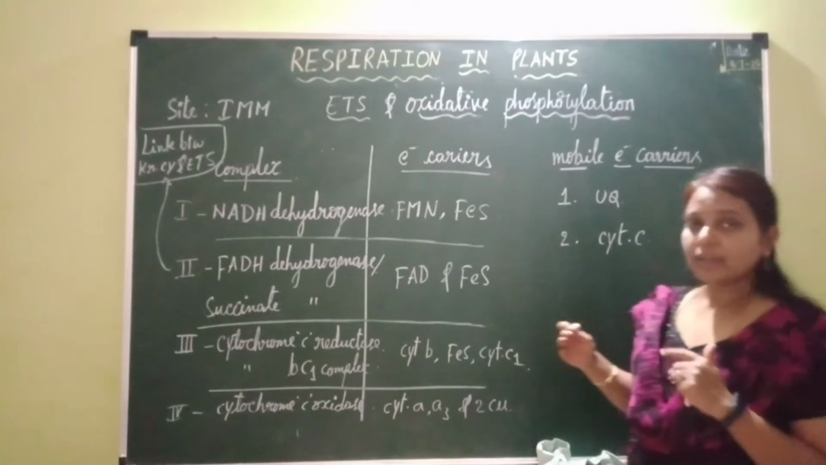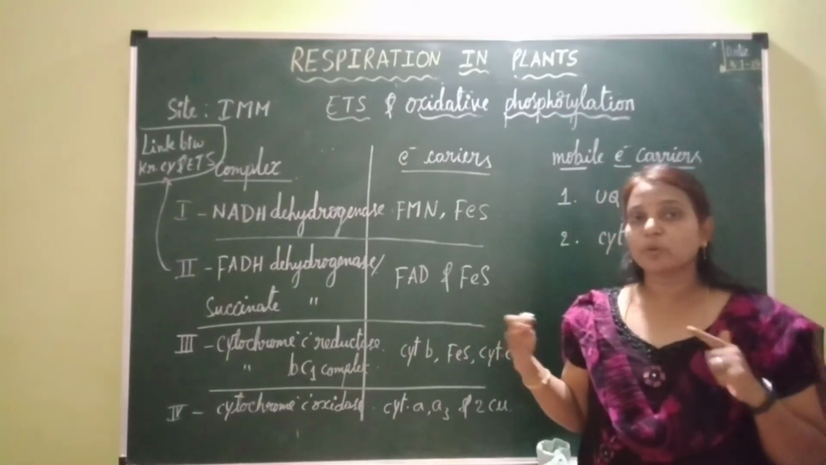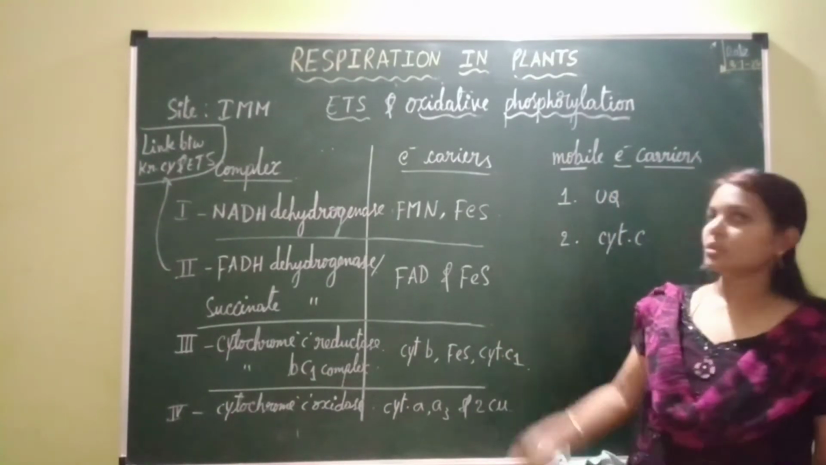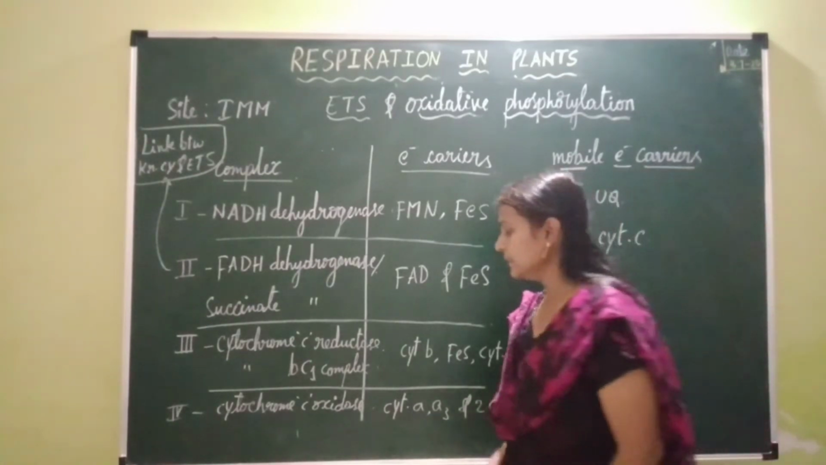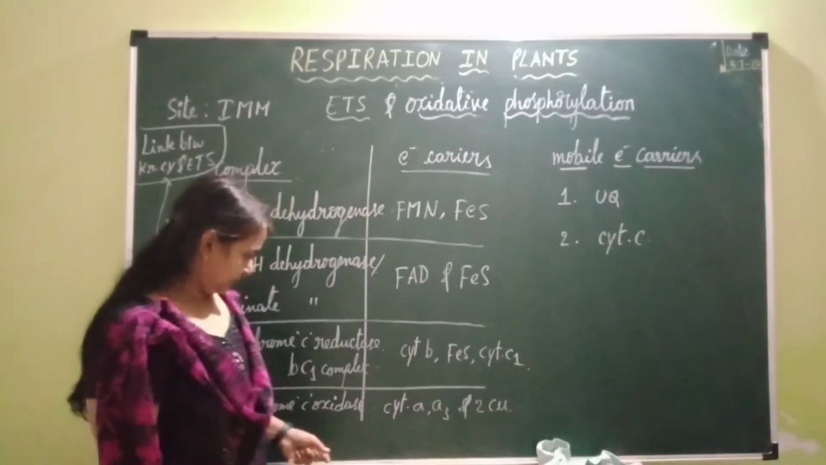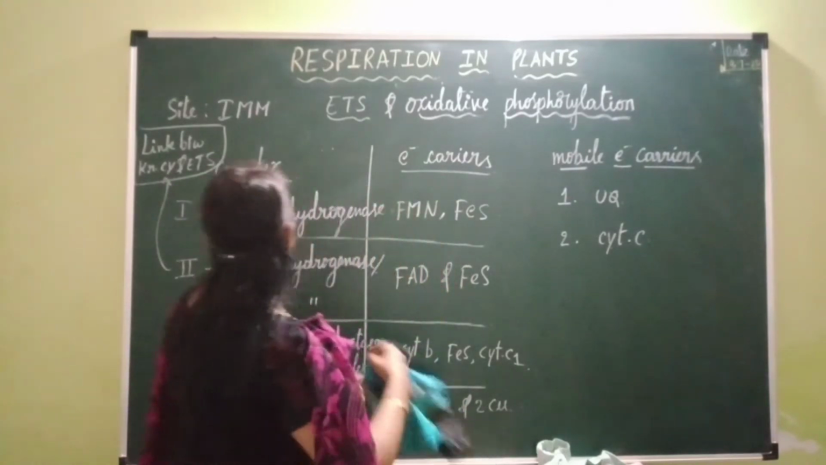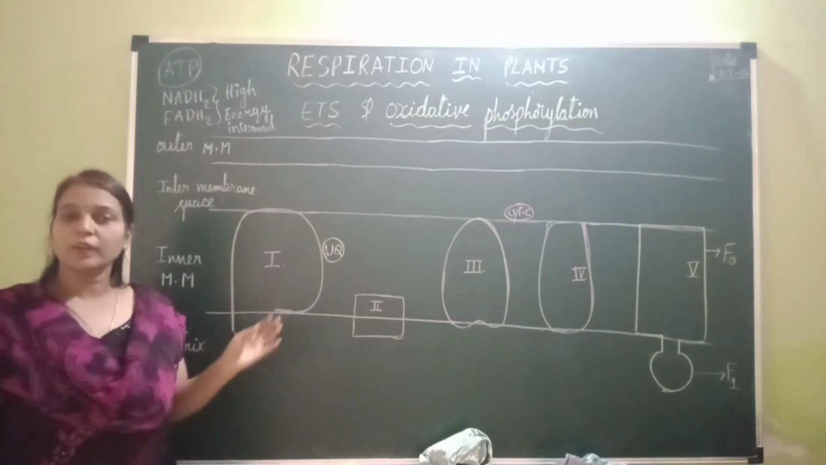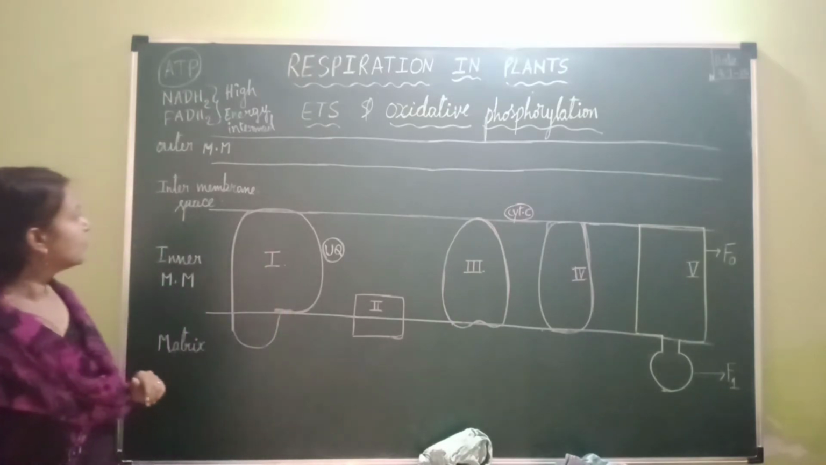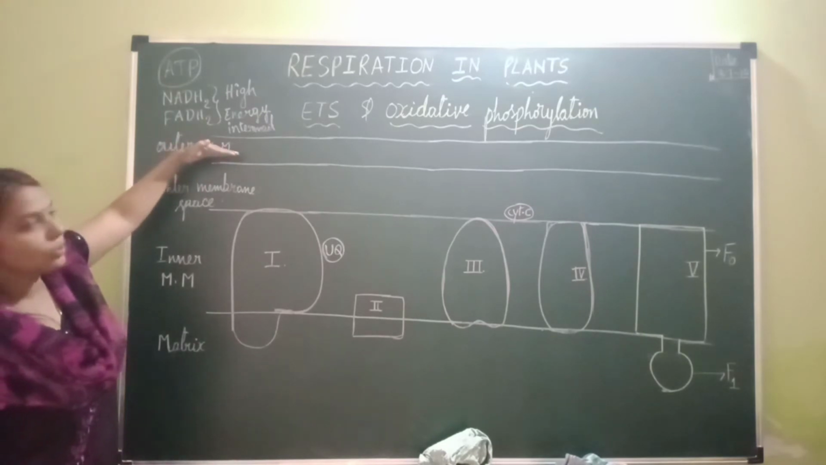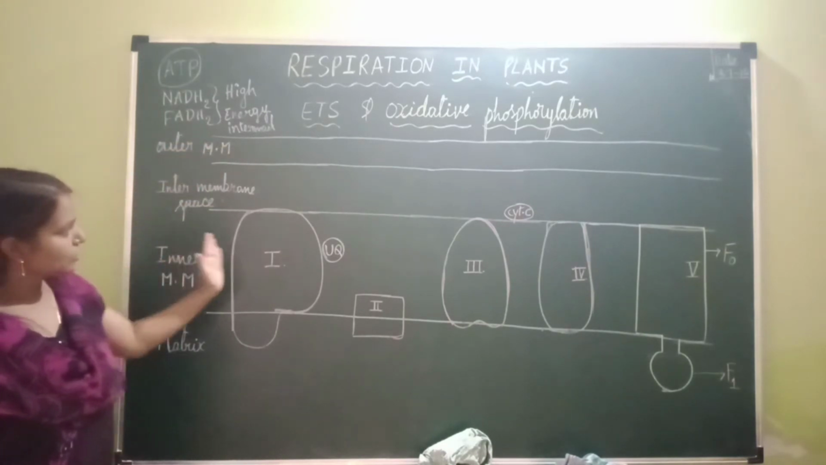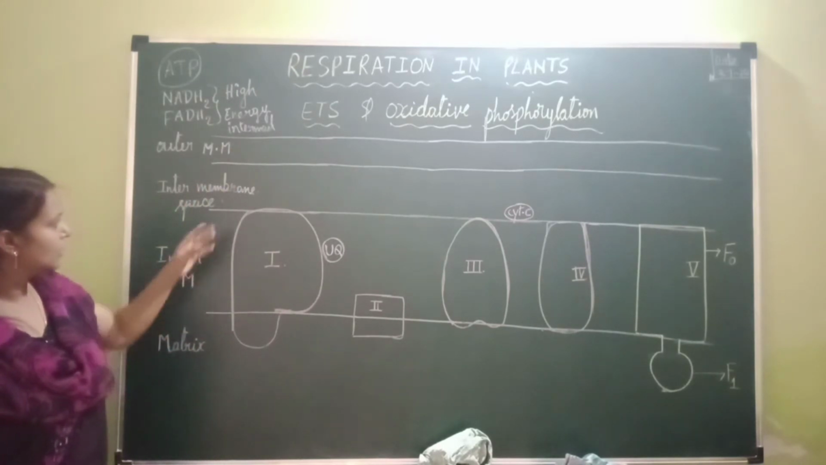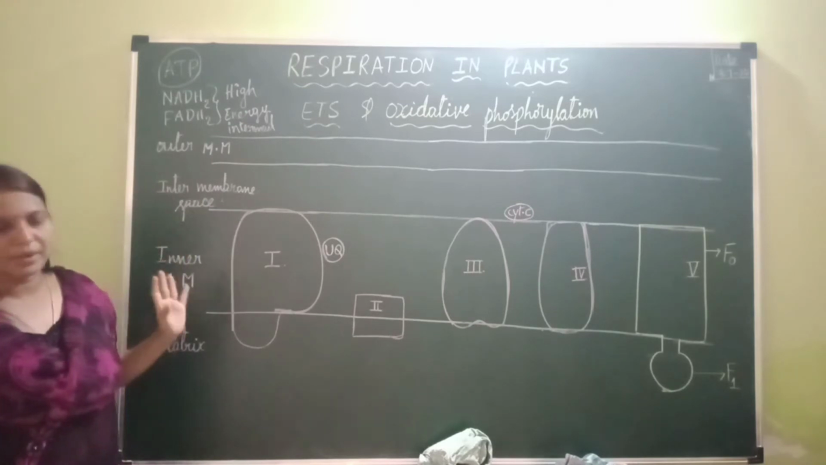Now I will make a diagram to explain the mechanism of electron transport and the mechanism of synthesis of ATP, that is oxidative phosphorylation, which occurs inside the mitochondrion. Okay, now let's study the mechanism of electron transport and the synthesis of ATP. This is the outer mitochondrial membrane, this is the inner mitochondrial membrane, and the space present between them is called the intermembrane space.